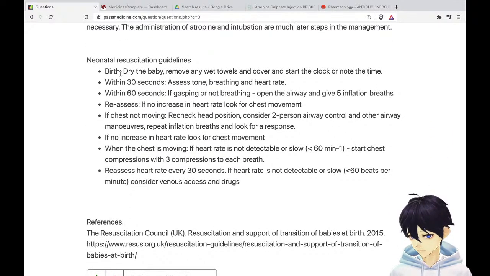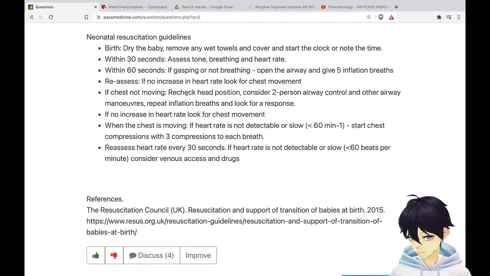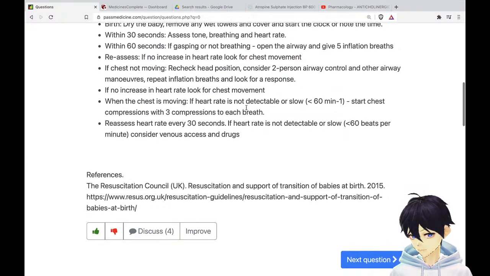Neonatal resuscitation guidelines. Birth, first dry the baby, then remove any wet towels and cover and start the clock or note the time. Within 30 seconds, assess the tone, breathing, and heart rate. Within 60 seconds, if gasping or not breathing, open the airway and give 5 inflation breaths. Reassess. If no increase in heart rate, look for chest movement. If chest not moving, recheck head position, consider 2-person airway control and other airway maneuvers. Repeat inflation breaths and look for a response. If no increase in heart rate, look for chest movement.